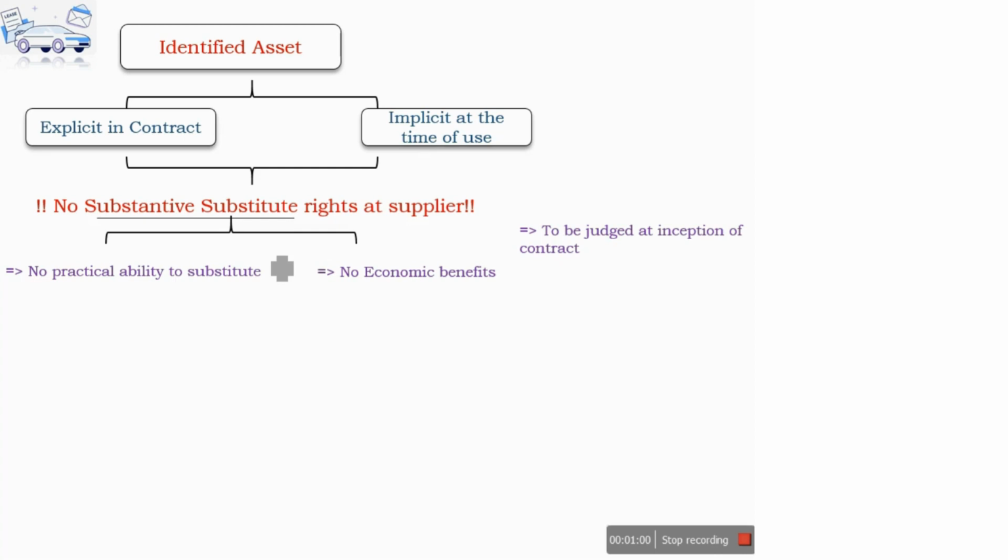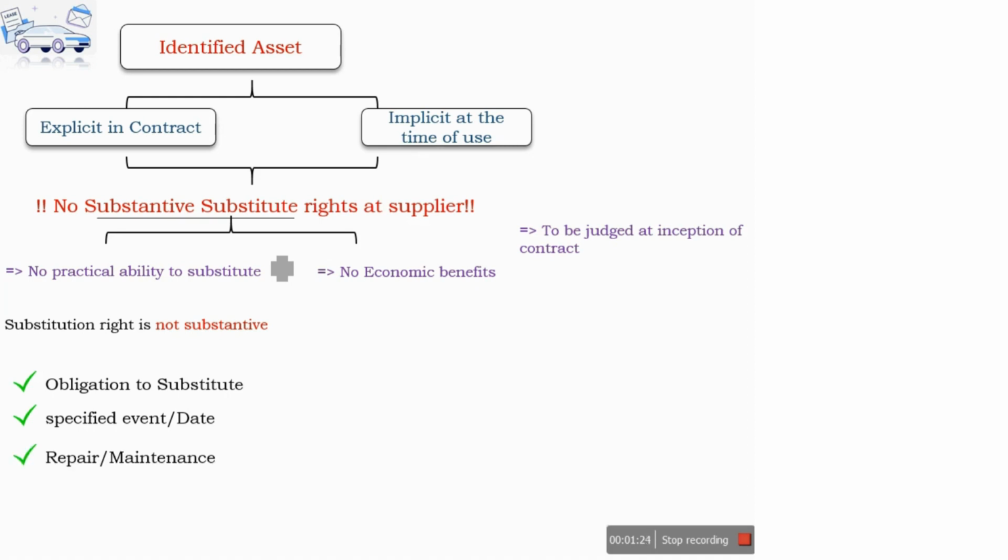There may be some substitution of the asset, but those will not be considered as substantive. For example, if there is an obligation on the supplier to substitute the asset on a particular date or on a specified event, it will not be considered as a substantive right. And if the asset is to be substituted for repair or maintenance purposes, or there is a need to do some technical upgrade as per the contract, it will not be considered as a substantive substitution right at the supplier's end.